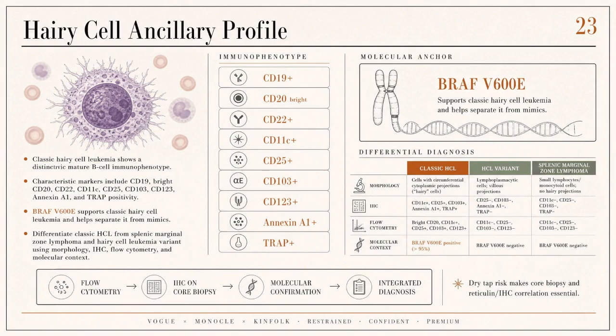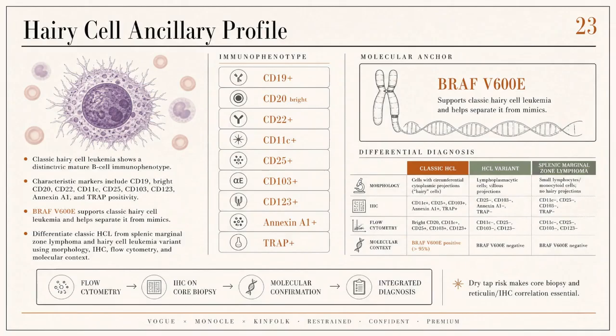Morphologically, hairy cells are identified by the characteristic cytoplasmic projections, but morphology alone is insufficient for definitive diagnosis. This is where the ancillary profile becomes indispensable. Hairy cells express a distinct panel of surface markers, including CD11c, CD25, CD103, and CD123, which are routinely assessed by flow cytometry. Among these, CD25 and CD103 are particularly informative, as their co-expression strongly supports a diagnosis of classic HCL.